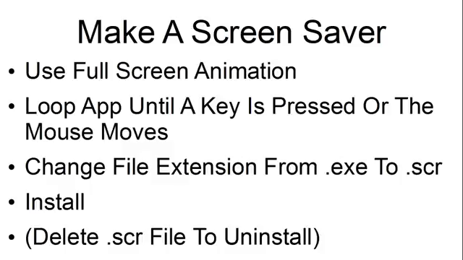To make a screensaver, we need to use full screen animation, have the app loop until a key is pressed or the mouse moves, change the file extension from an executable to a screensaver, install the screensaver, and if we wish to delete the screensaver, we just have to delete the SCR file.